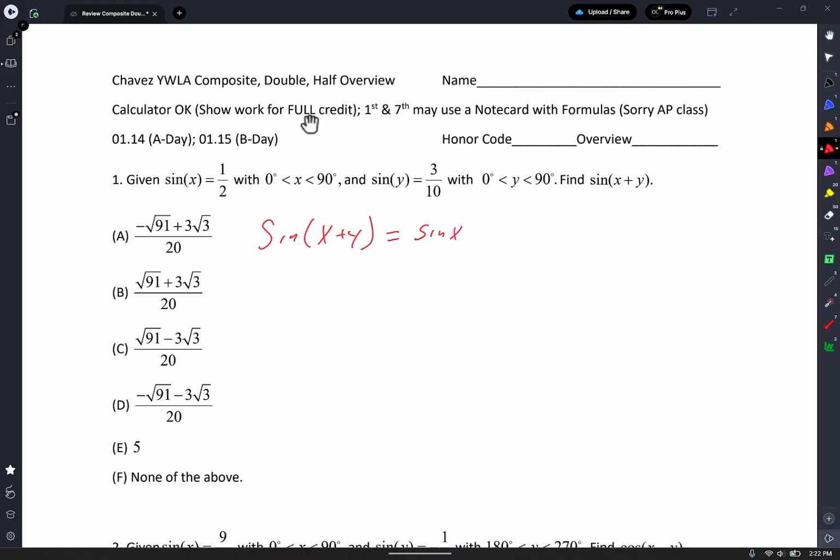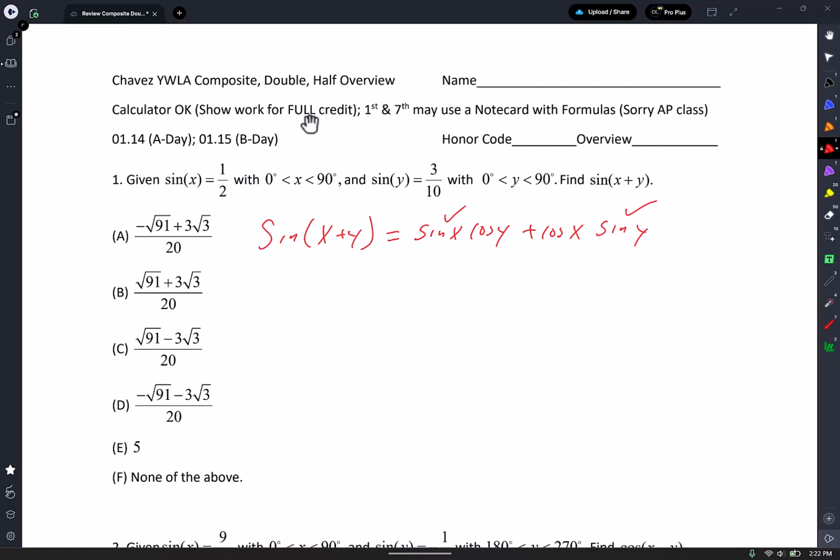sine x, and then what is the next one? Cosine y, plus or minus? Plus cosine x sine y. We already have sine x, check mark. We already have sine y, check mark. We are missing cosine y and cosine x.